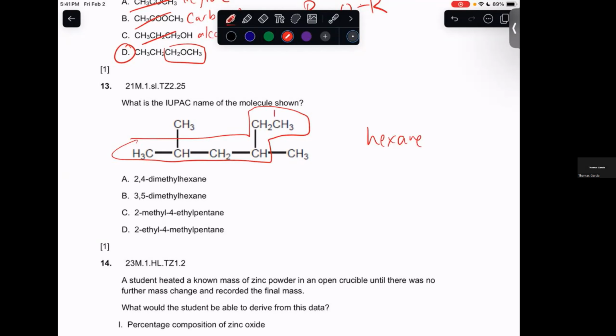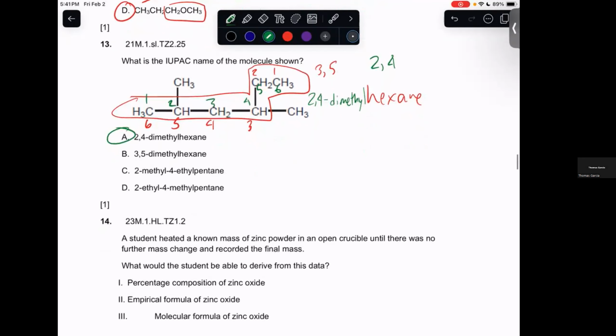Well, if we count from here, 1, 2, 3, 4, 5, 6, this would be a 3, 5 for our groups, or 1, 2, 3, 4, 5, 6, otherwise we have a 2, 4. And I'm going to go with 2, 4 because it's smaller. 2, 4 dimethyl. Di for the 2 methyl groups. Methyl because they're single carbons. Hexane. 2, 4 dimethyl hexane.